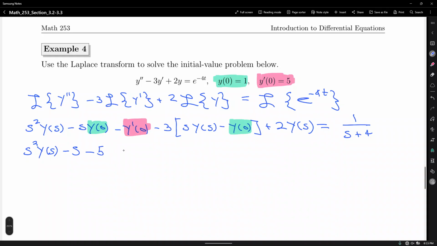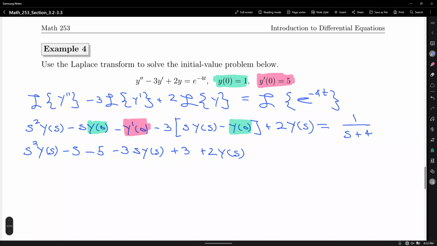Okay, and then minus 3 times s y of s, minus minus equals plus 3 times the value of y of 0. But what's the value of y of 0? Isn't that 1? 1 times 3 equals 3. Okay, that's fine. Nothing else to do. And simply plus 2 y of s. Okay?